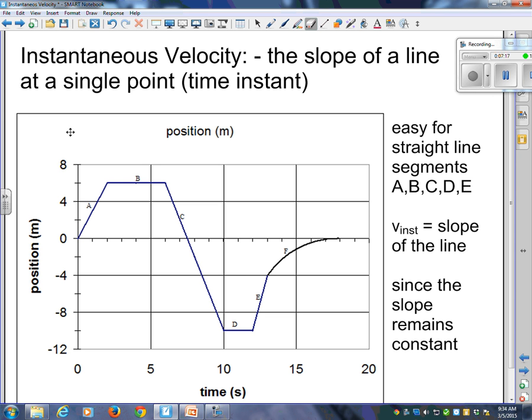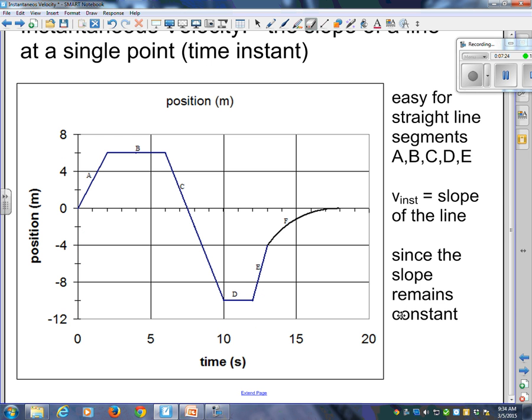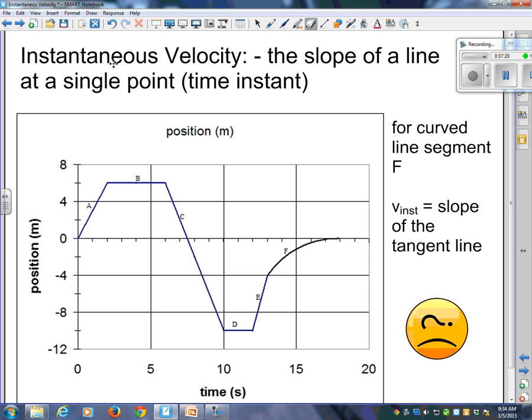So it's no big deal. But v_inst is the slope of the line, since the slope remains constant. That's what I'm saying there, right? Do you have that right there? Okay, now, the hard part is the slope of a line at a single point when it's curved. For curved line segment F, v_inst is the slope of the tangent line. The slope of the tangent line. What the heck does that mean?